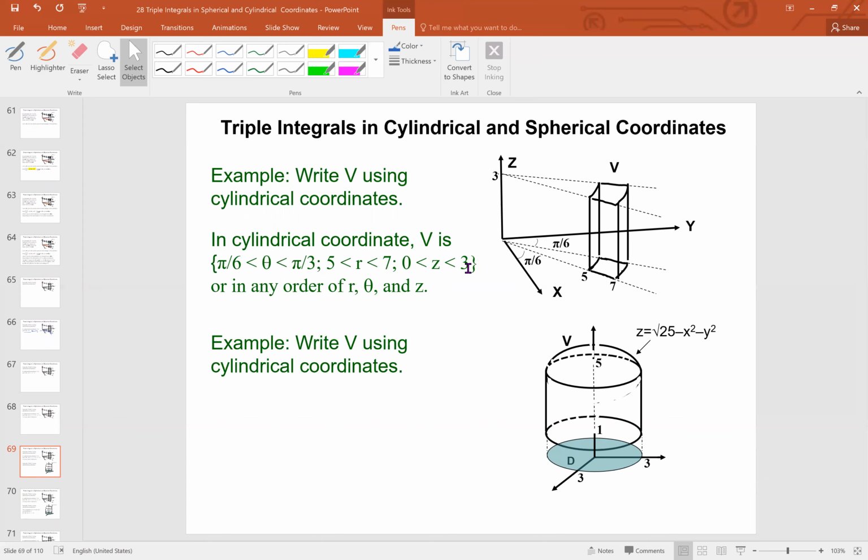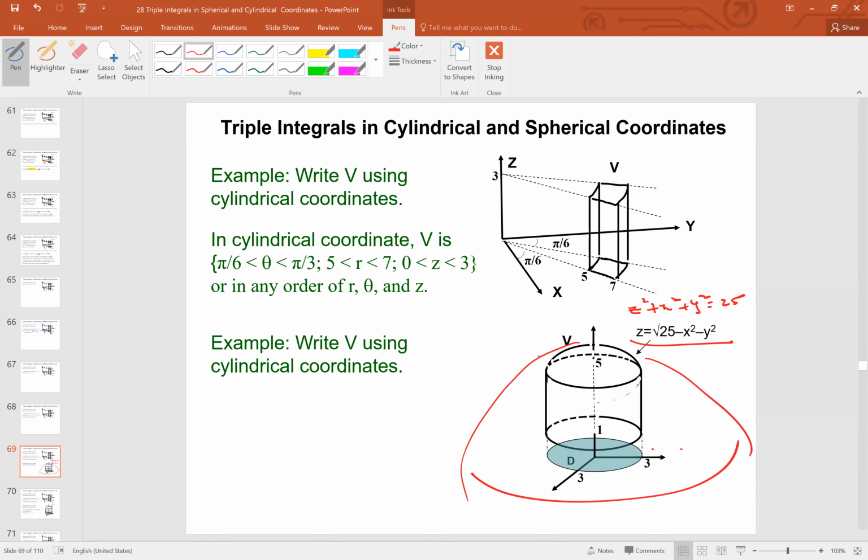And here is a can with a lid floating in space. How do I know it's a can? Well, in this equation, if I square both sides, I get z squared, then move the x squared and y squared over, and I get that. Oh, that's a sphere of radius 5. So this is just a part of the sphere as the top of the can.